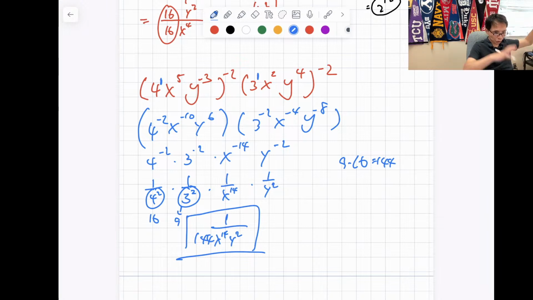Okay, the bases 2, 4, and 3 cannot multiply together. They just change individually. But they can multiply because that fraction can multiply together.